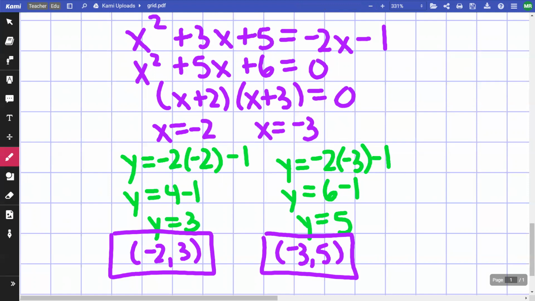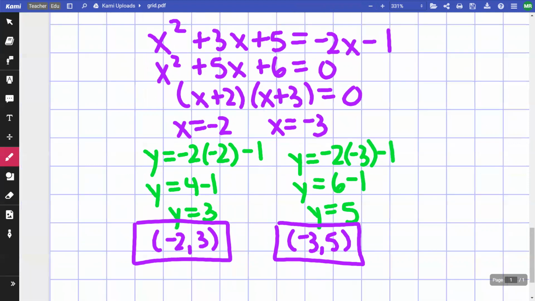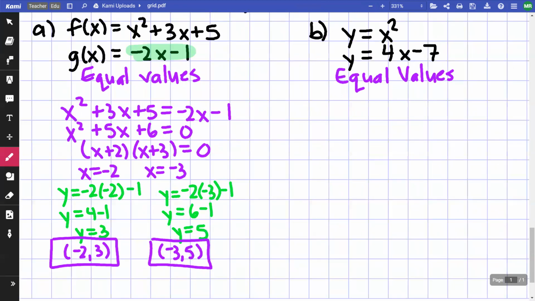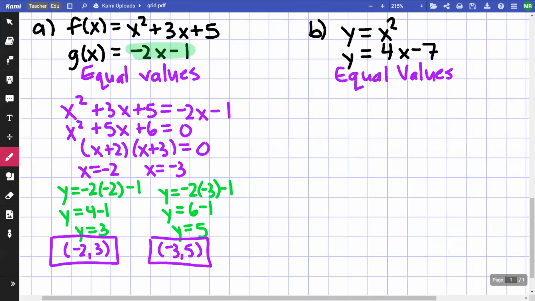And then we're going to look at the next one real quick. And then we're going to take our quiz. So on this one, I'm going to do the same thing. I'm going to do equal values. I'm going to go x squared is equal to 4x minus 7.